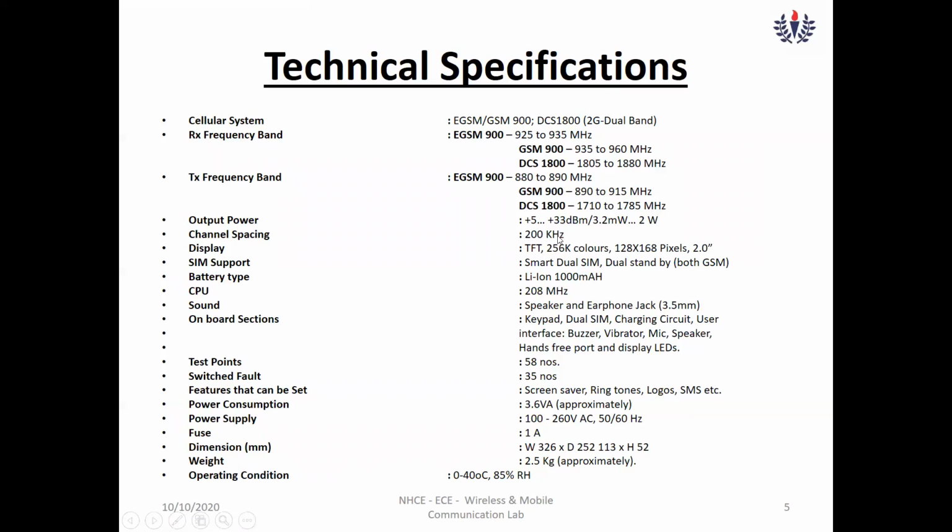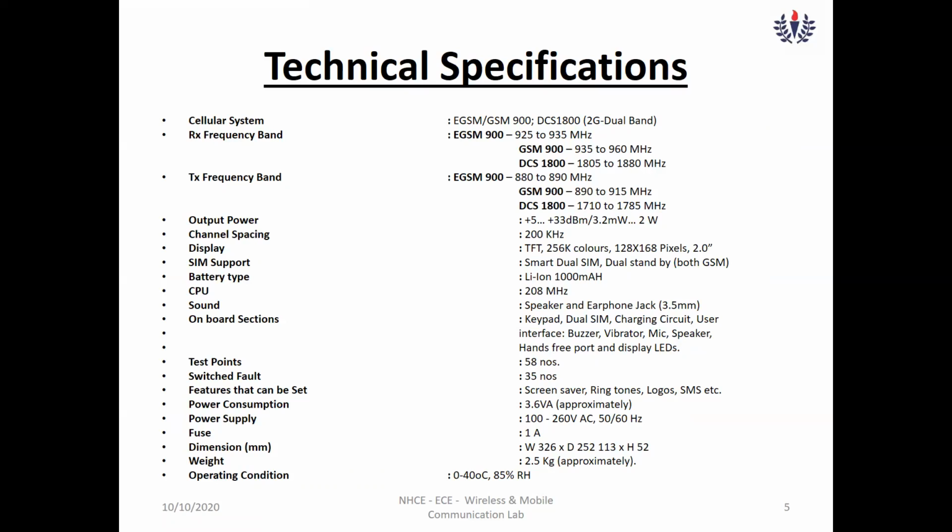So as I said earlier, there are two SIMs operated in a single mobile phone, and there must be a guard band between the two channels, and this guard band is provided with 200 kilohertz spacing. And the display is an LCD display which is having 256,000 colors, its pixel resolution is 128 by 160, and it is a 2-inch display. You can see that it is making use of a thin film transistor LCD display unit for the display of messages and other notifications.